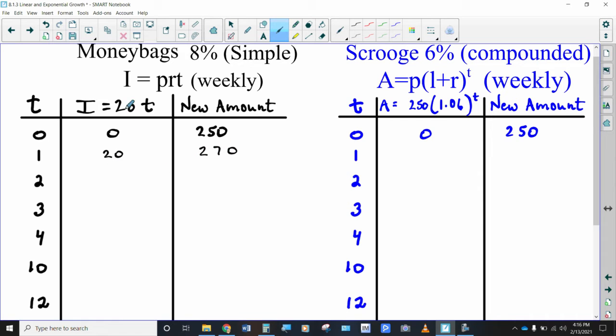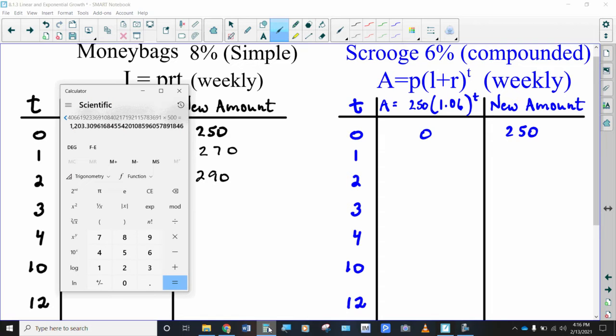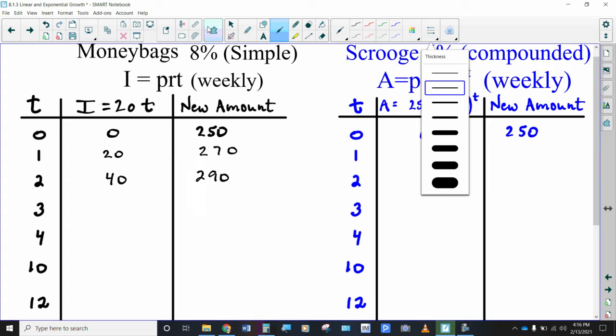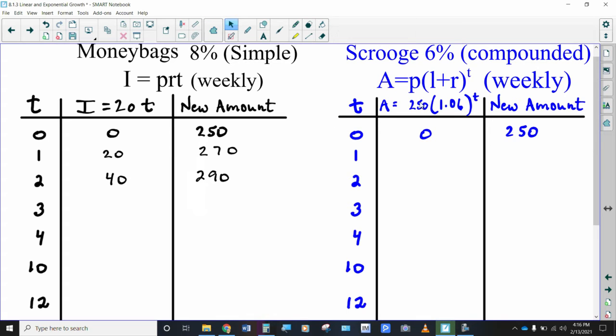In 2 weeks, that would be 2 times 20, which is $40 earned, which would be $290 as his new balance. That's easy. This one is a little bit trickier. So I'm going to grab my calculator and clear this out from the work we did in the previous lesson. All right, this is the formula.